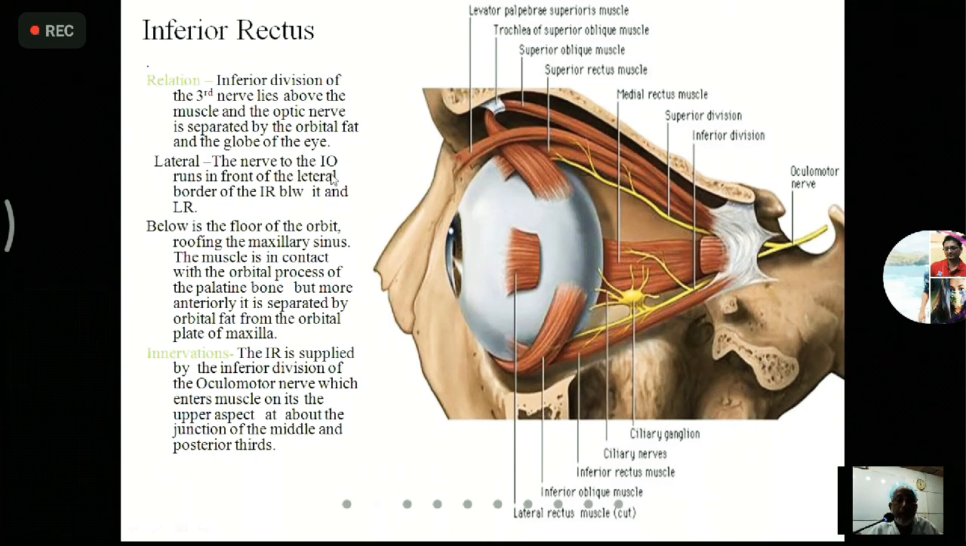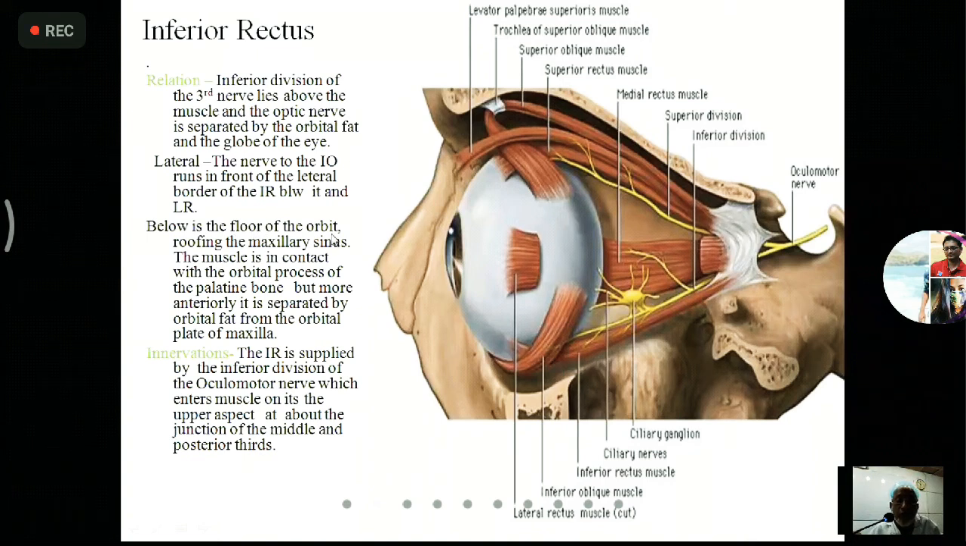Separated. Laterally, the nerve to the inferior oblique runs in front of the lateral border of the inferior rectus, between it and lateral rectus. It is going between the inferior rectus and lateral rectus. Below, posteriorly, what do we say?